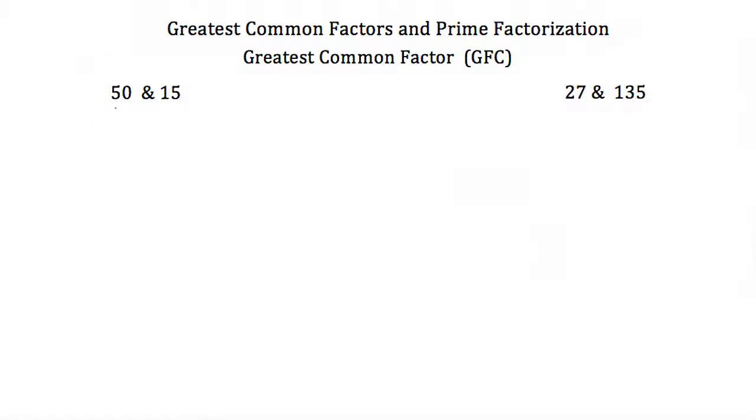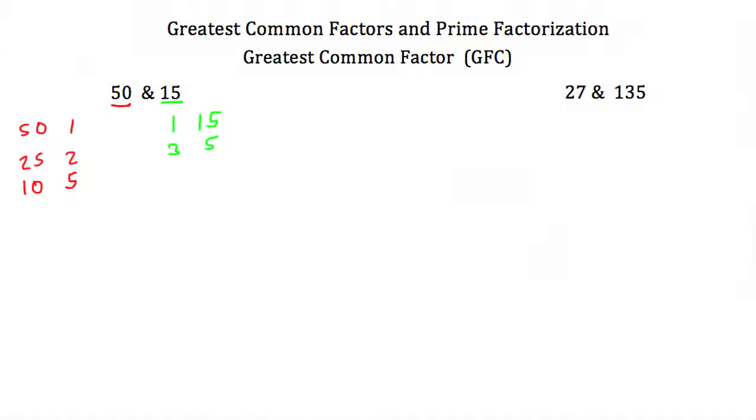Now my factors of 50 are 50 and 1, 25 and 2, 10 and 5, and that's all the factors of 50. Now our factors of 15, well, those would be 1 and 15, and 3 and 5.